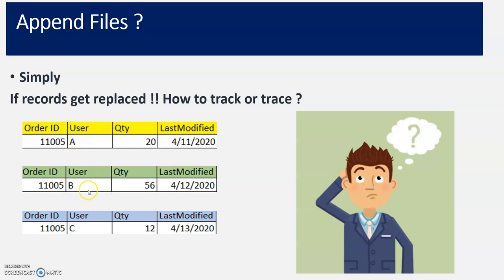Now the user ID is B, quantity is 56, and the next day, April 13th, user C was allowed to decrease the quantity to 12. Now the final, replaced record is this one. In the system, from our ERP, you can see this record, but you don't have any visibility into what happened to this record between the 11th and 13th. In some ERP systems, in some tables, they have this behavior. There is no way to track or trace what happened to this transaction.